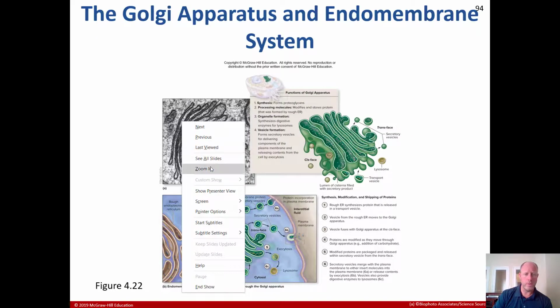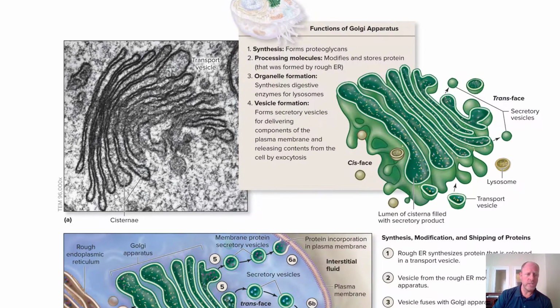So here, looking at our picture, we see another TEM image of the cisternae. As far as synthesis here, the Golgi apparatus forms proteoglycans, and it processes molecules, modifying and storing protein that was formed by the rough endoplasmic reticulum. In organelle formation, it synthesizes digestive enzymes for lysosomes. In vesicle formation, it forms secretory vesicles for delivering components of the plasma membrane and releasing contents from the cell by exocytosis.